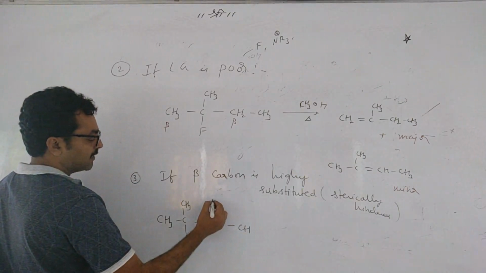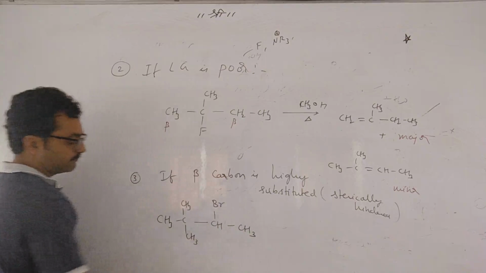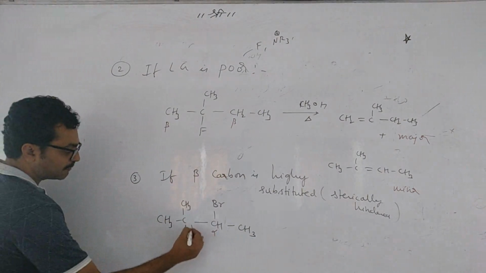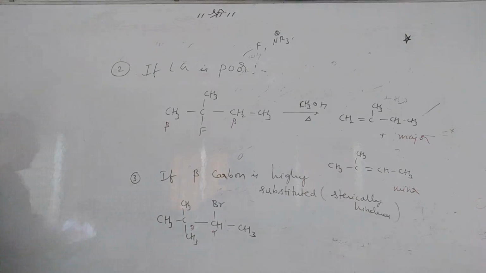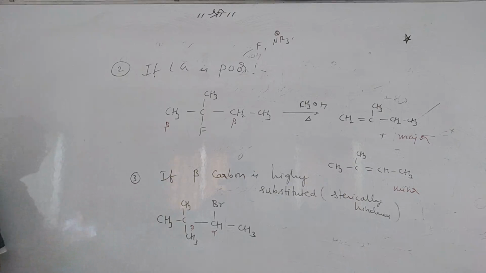Every time I am writing now, write the normal Br only or else CH. Okay. This is alpha carbon, beta carbon. Beta carbon is heavily substituted. Very big group is there. Beta carbon. Okay. Heavily substituted. I can write here C2H5 or anything.